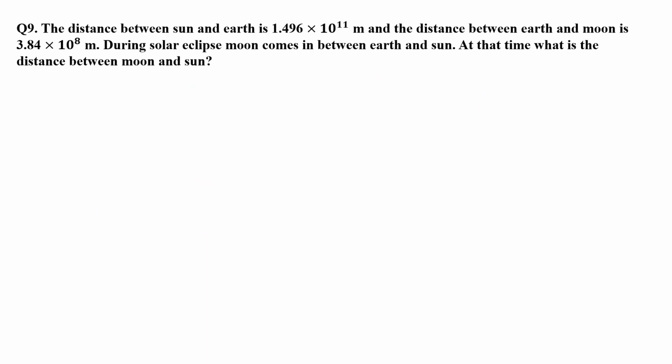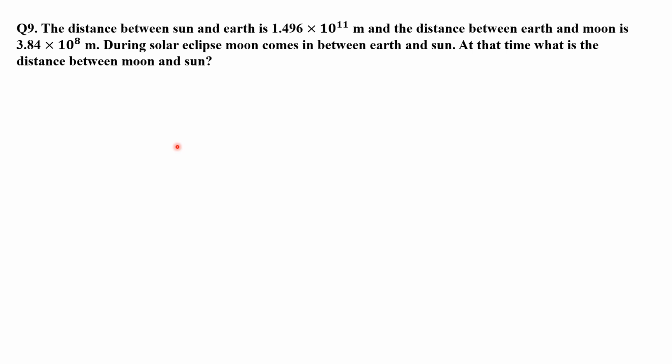Okay. Now question number 9. The distance between Sun and Earth is 1.496 into 10 to the power 11 meter, and the distance between Earth and Moon is 3.84 into 10 to the power 8 meter. During solar eclipse, Moon comes in between Earth and Sun. At that time, what is the distance between Moon and Sun? So distance between Sun and Earth is given, distance between Earth and Moon is given, and you have to find during solar eclipse what is the distance between Moon and Sun.